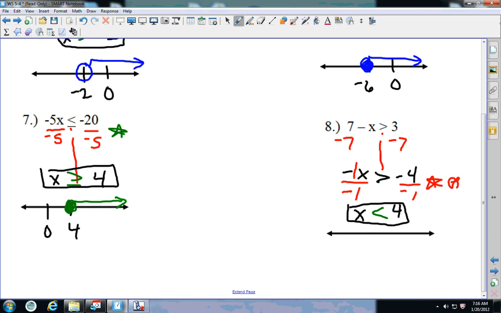So now, I'll move this down just a tad. Here's 4. 0 is over here. We're going to use an open circle and shade to the right.